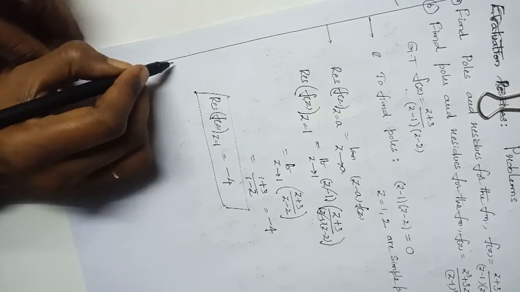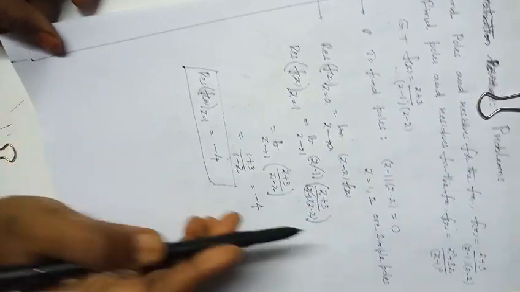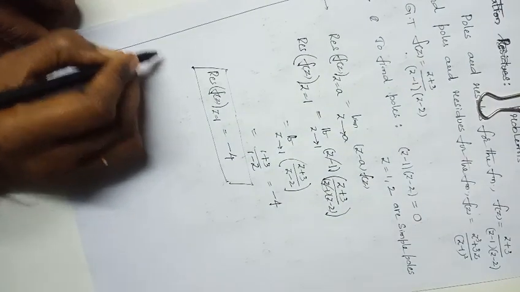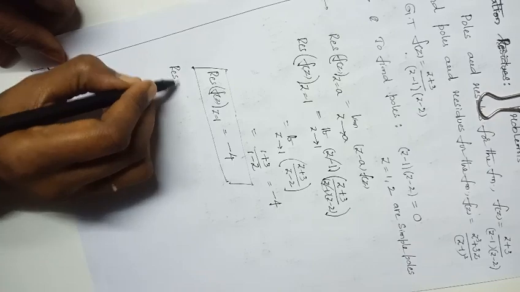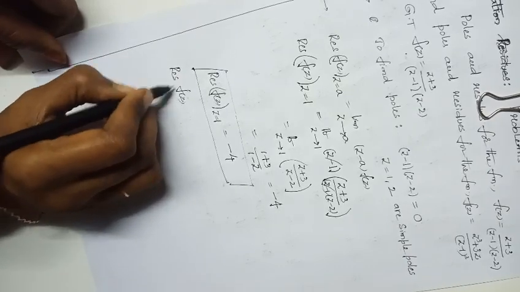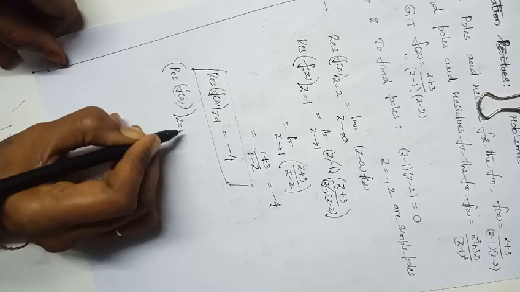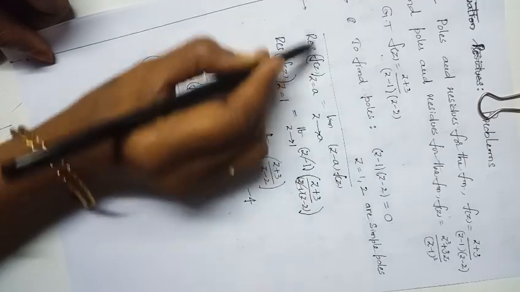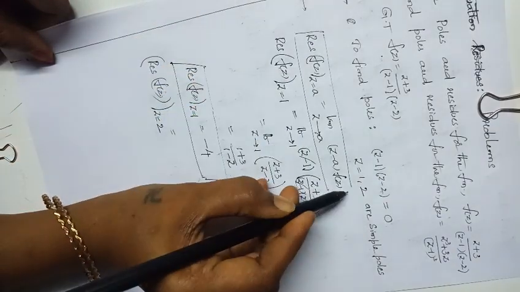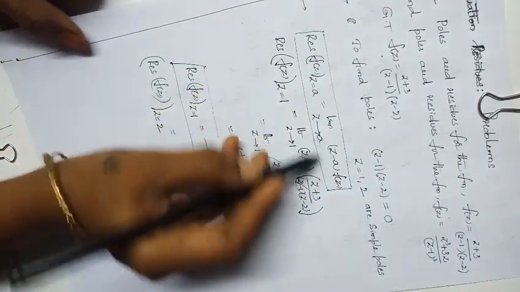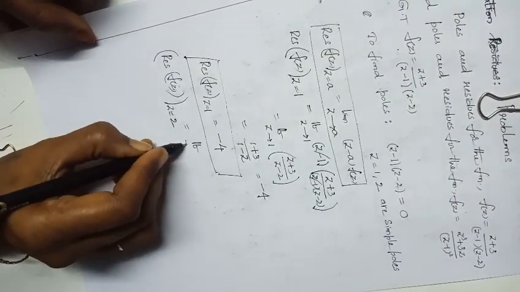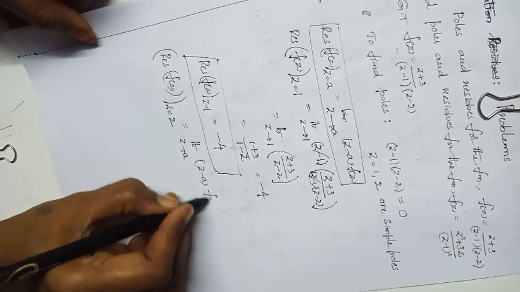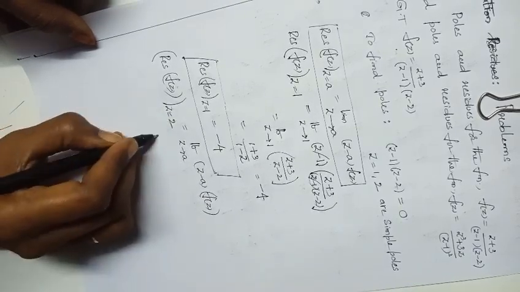After that, the second point is also a simple pole, and the same formula is useful here. So the residue of f(z) at the second point z equals 2. This is the main formula: if the pole is a simple pole, then the residue of f(z) is obtained as the limit of z tends to a of (z minus a) into f(z). Here a is given as 2.